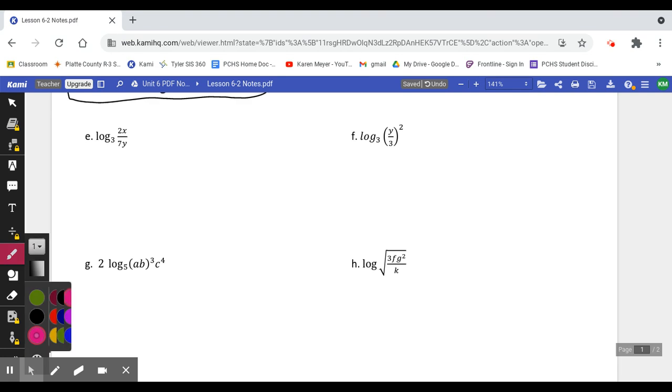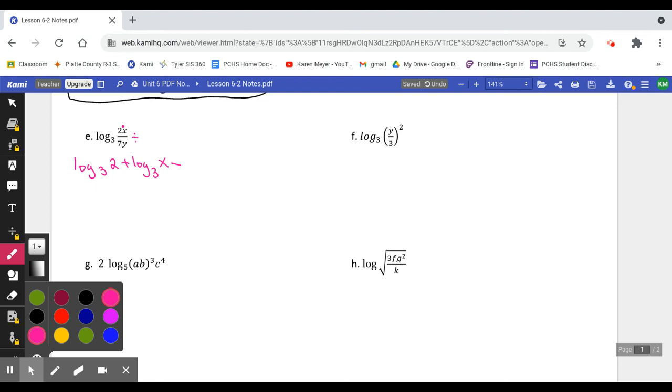All right, E. Okay, I see multiplication on the top. I see 2 times x. So I'm going to go log base 3 of 2 plus log base 3 of x. Then I see division. So division, I'm going to go minus.